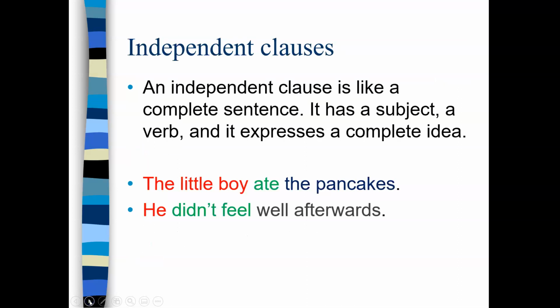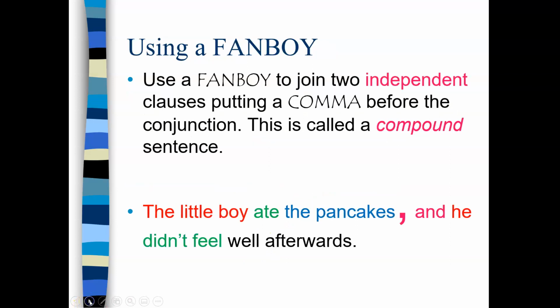So the first thing you have to remember in order to use these fanboys correctly is to look at an independent clause. An independent clause is like a complete sentence. It has a subject, a verb, and it expresses a complete idea. So here, the little boy is the subject, ate is my verb, the pancakes is an object. Of course, sometimes you don't have to have an object. You could just say, I am. That's also a complete sentence because it expresses a complete idea.